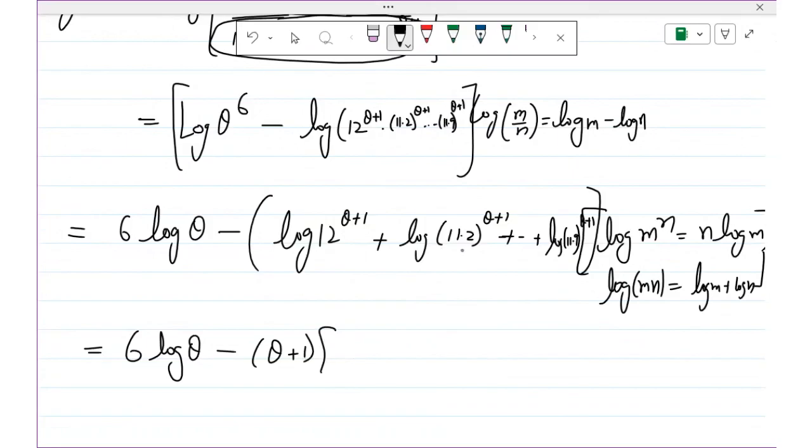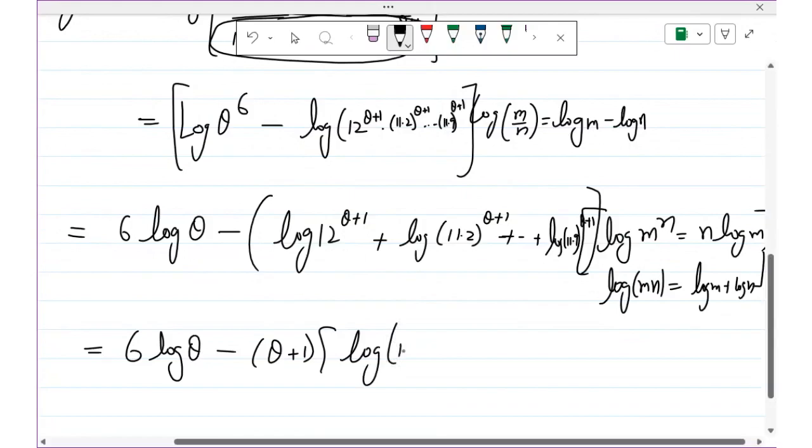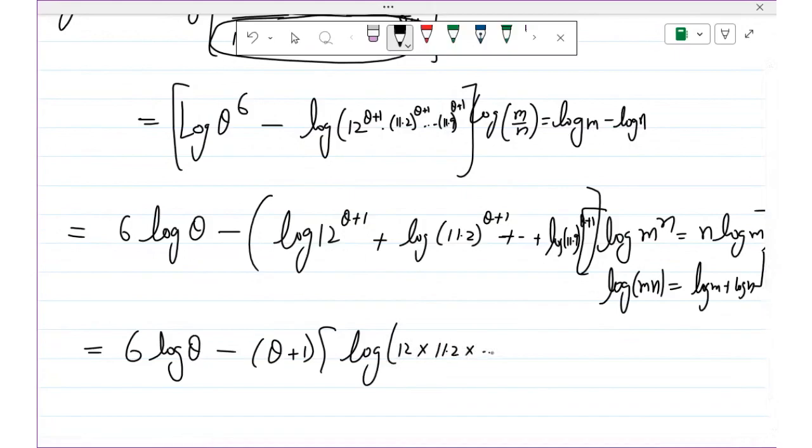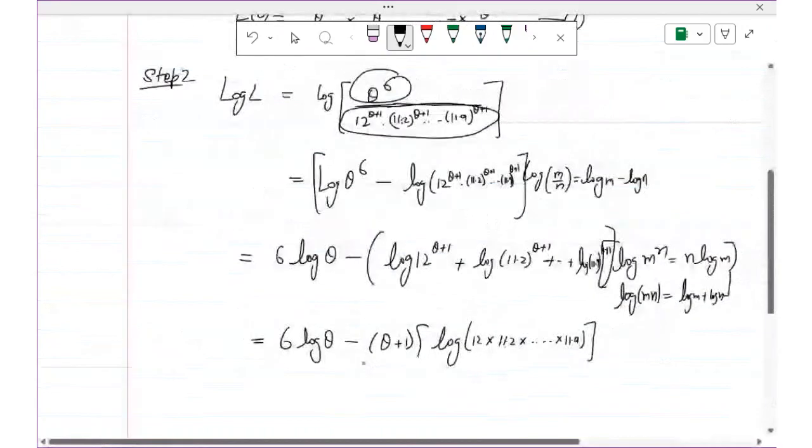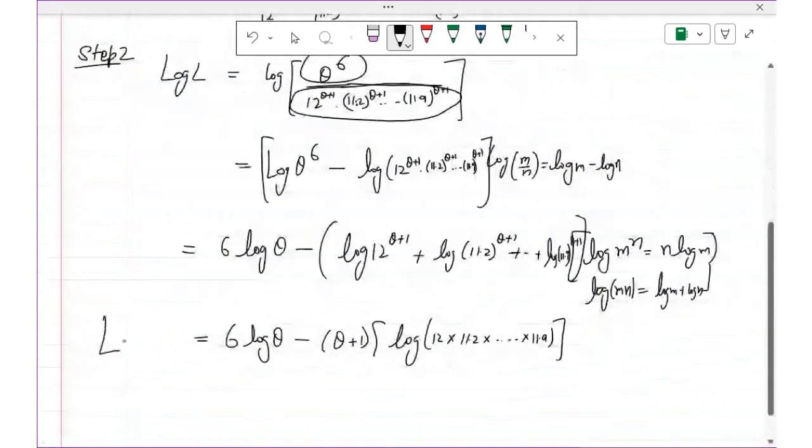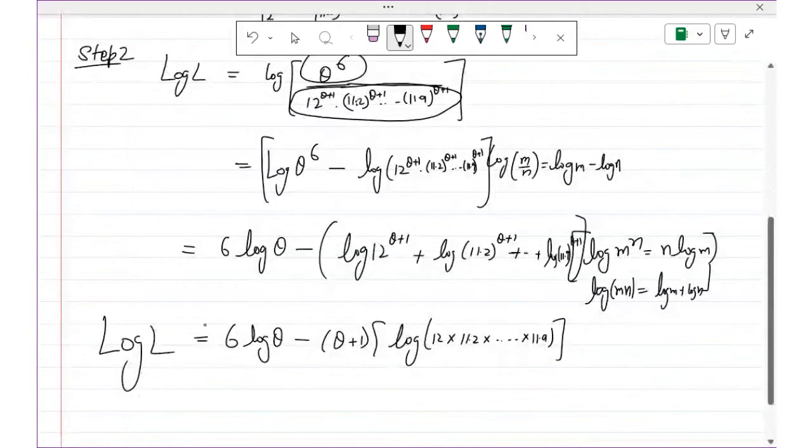I think it was better that I would have written all to the power theta plus 1 and taken it out in the beginning itself, but I'm doing it now. So log of 12 multiplied by 11.2 multiplied with and so on, in the end 11.9. Okay, so this is log L. Step 2 done, we have simplified the log function. Any doubt, students, in this? Is there any doubt?